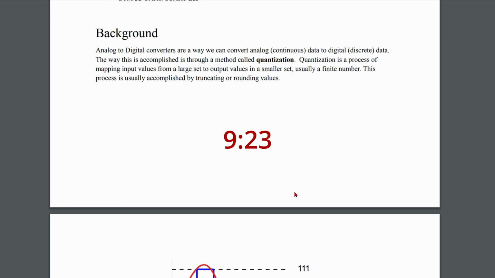Analog to digital converters are a way we can convert analog, which is continuous data, to digital or discrete data. The way this is accomplished is through a method called quantization. Quantization is the process of mapping input values from large sets to output values in a smaller set, usually a finite number. This process is usually accomplished by truncating or rounding our values, so going from like a float to an integer. And we see this here, where it looks like a sine wave, but we're making it into a square wave. This is an example of 3-bit resolution with 8-level quantization.